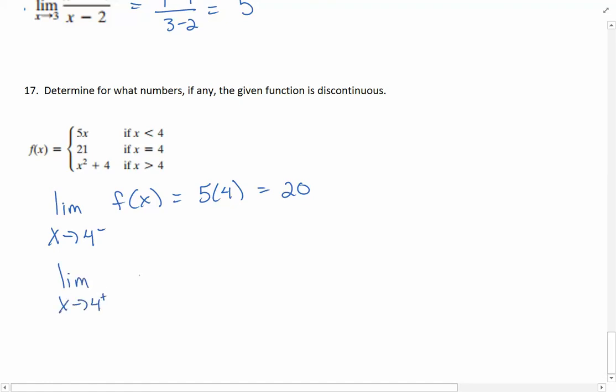The limit as x approaches 4 from the right, you would pick values to the right of 4, which would be this third row here. So that would be 4 squared plus 4, which is also 20. And so you do have the limit as x approaches 4 is 20. And the reason that's true is because you approach the same limiting value from the left and the right.